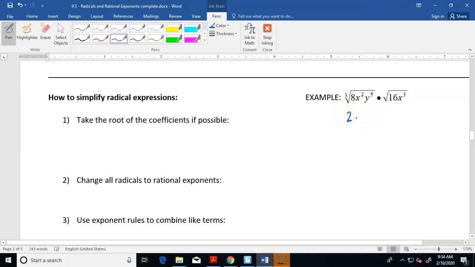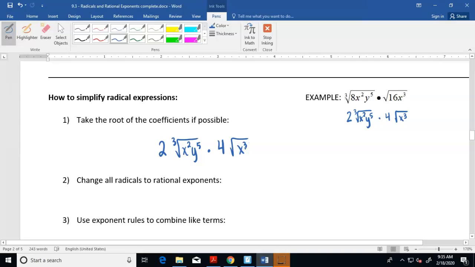Okay? So I've got 2 times the cube root of x squared y to the 5th times, then I'm taking the square root of 16x to the 3rd. What's the square root of 16? Nope. It is 4. 4 times 4. Okay? So, I guess I could have written this over here. So, we've got 2 times the cube root of x squared y to the 5th times 4 times the square root of x to the 3rd.